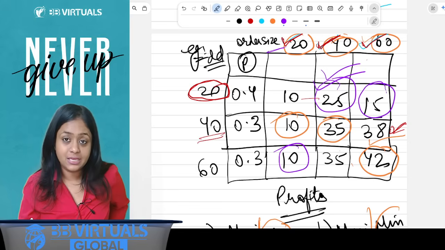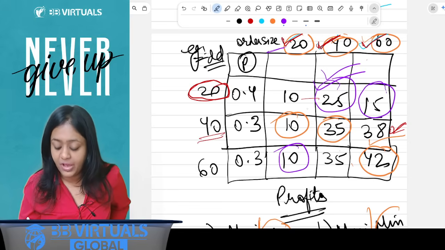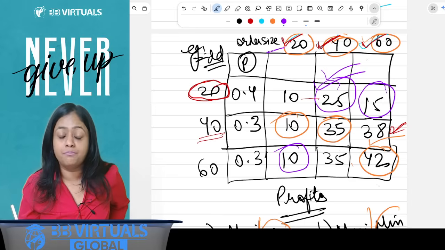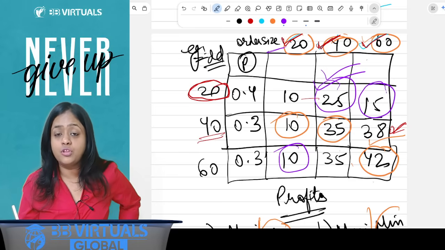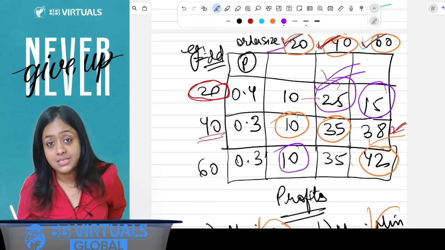40 order size. When I say max, the maximum here is 42, here 35, here 10. So the most payoff or the most profit is expected when we manufacture 60 units. So the maximax person is a risk taker. He would go for this one. That is, he would go for 60 units.